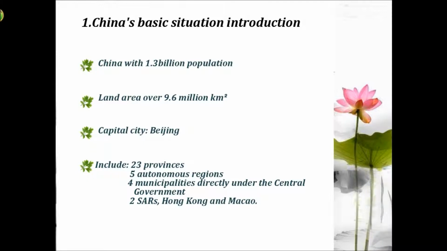And China has 23 provinces, 5 autonomous regions, 4 municipalities directly under the central government, and 2 special administrative regions, Hong Kong and Macau. So China is a very big country, and has very complex conditions compared to other countries.